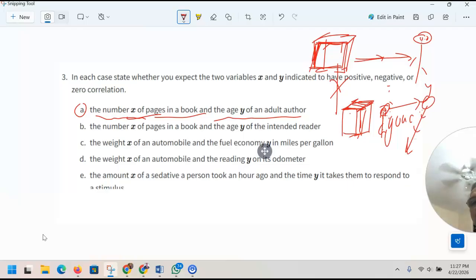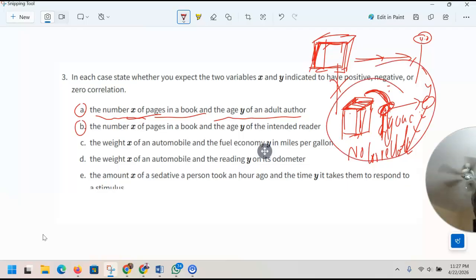But remember that the number of pages the book has and the age of the author writing it, there's no correlation between them. So here we say there's no correlation. It doesn't make sense at all, how many pages the author writes. Okay, or the second part. So this is a little confusing. I hope it makes sense to you.